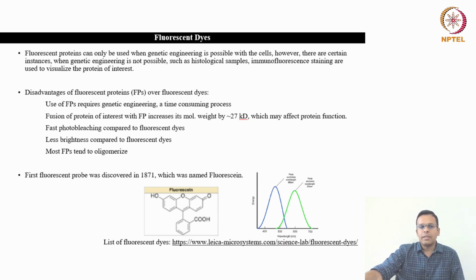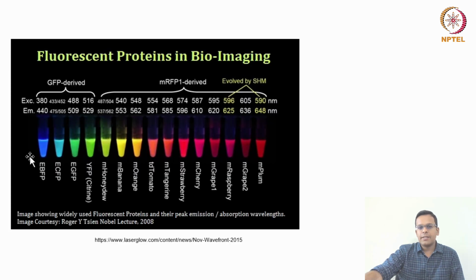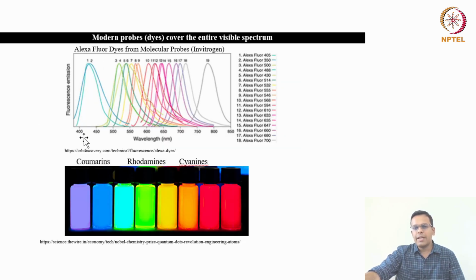As we saw in this slide, there are so many colors of fluorescent proteins available, and these fluorescent proteins are used for live cell imaging applications only. But fluorescent dyes are also available in so many colors, and they can be used for fixed cells. Here you can see the entire spectra of fluorescent dyes, known as coumarins, rhodamines, and cyanine dyes. They are available in the entire visible spectrum, so you just have to select the color of your interest to label your protein of interest.